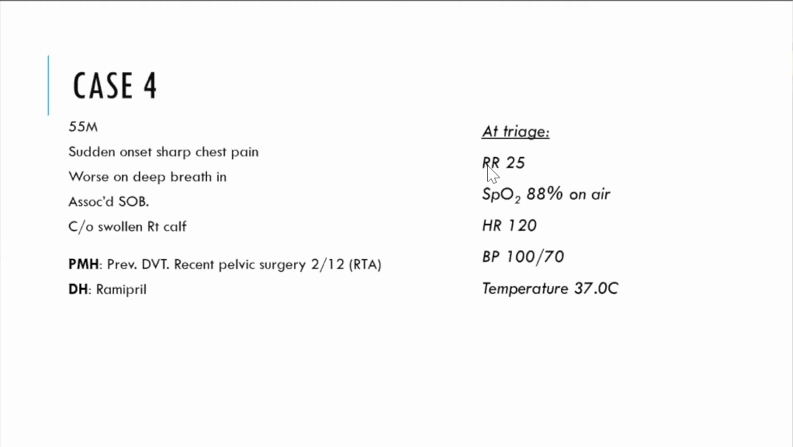Hopefully relatively straightforward, this one. So sudden onset sharp chest pain, worse on a deep breath in. So it's pleuritic with associated shortness of breath. They have a background of having had a previous DVT, and also on this occasion, they're complaining of a swollen right calf that's tender, and they've had recent major surgery after an RTA. That's a road traffic accident.